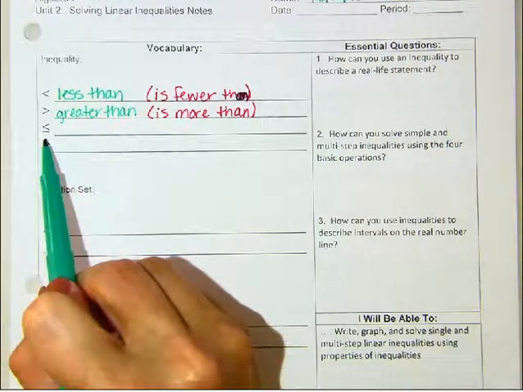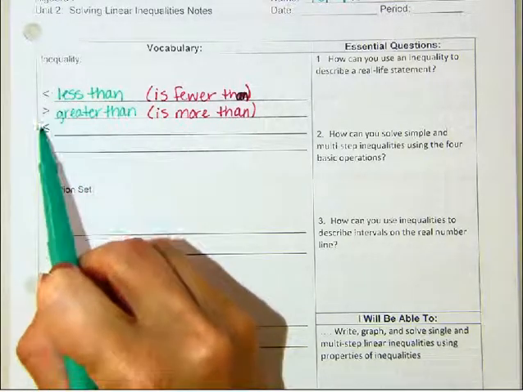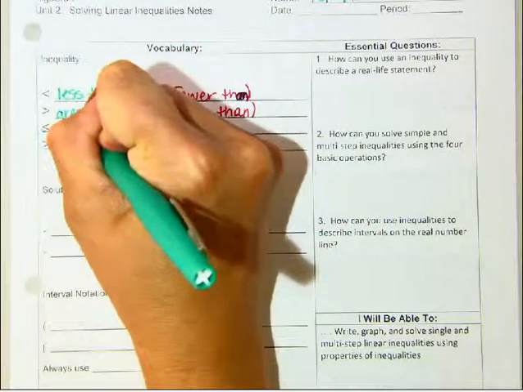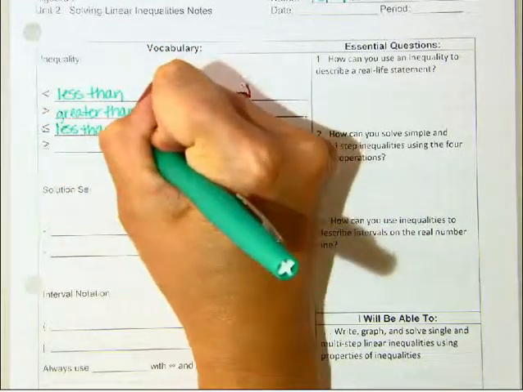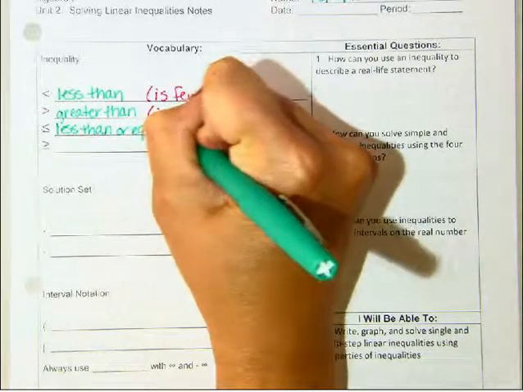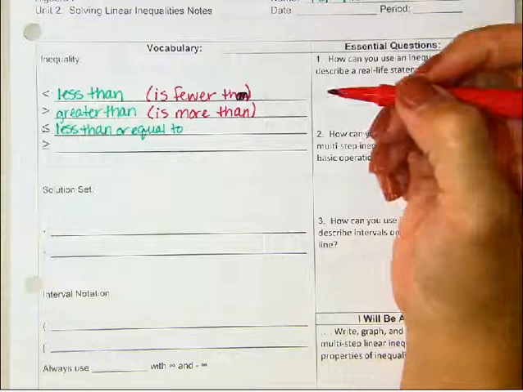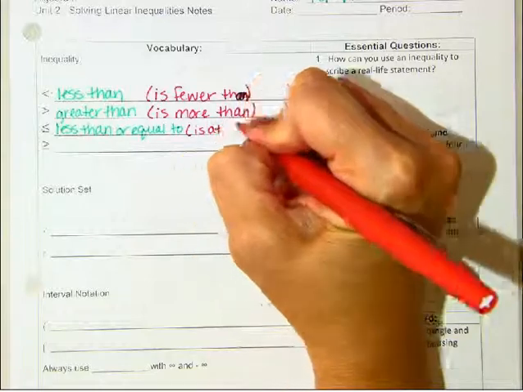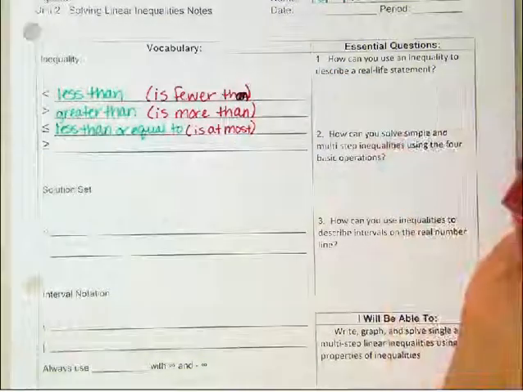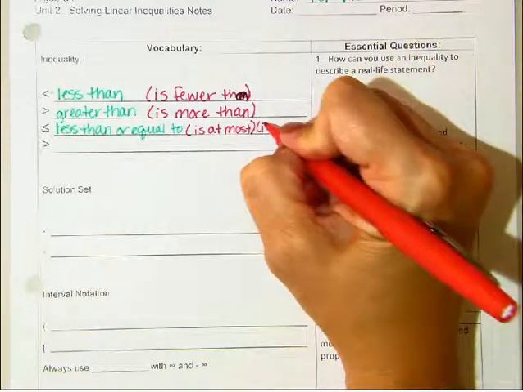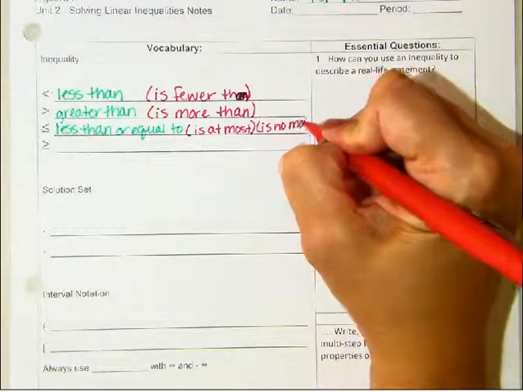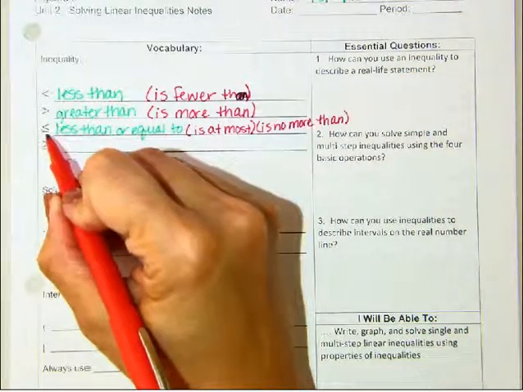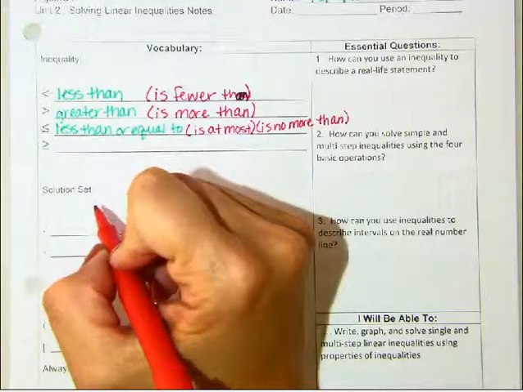This symbol here, it's less than. It still points the same way, but it has this line underneath, and that means it can also equal. So this is less than or equal to. You might hear it referred to or see it referred to in word problems as is at most. You'd still use this same symbol. It might also say is no more than. Okay, all three of those you would use this symbol, but mathematically we say less than or equal to.